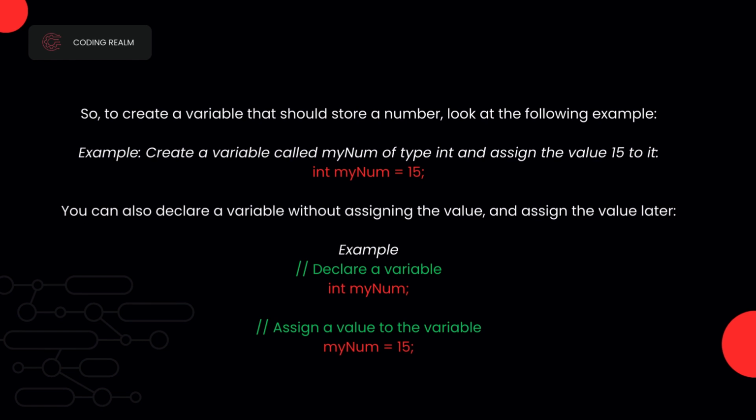So, to create a variable that should store a number, look at the following example. Here, I need to create a variable called myNum of type int and assign the value 15 to it: int myNum = 15. You can also declare a variable without assigning the value, and assign the value later. For example, first, I need to declare a variable, int myNum. Second, we will assign a value to the variable, myNum = 15.